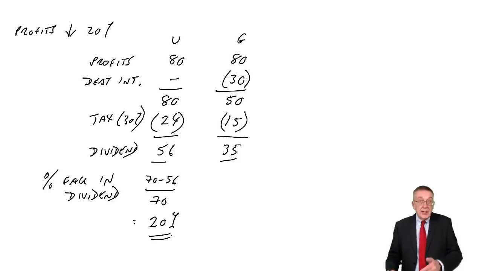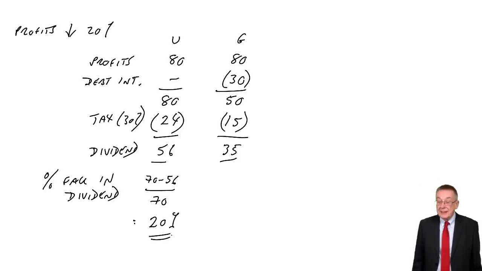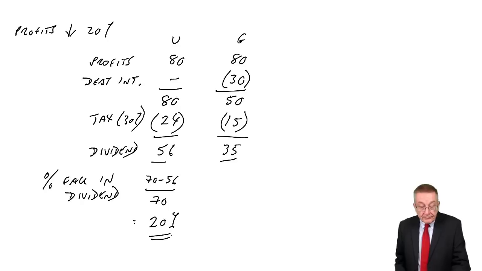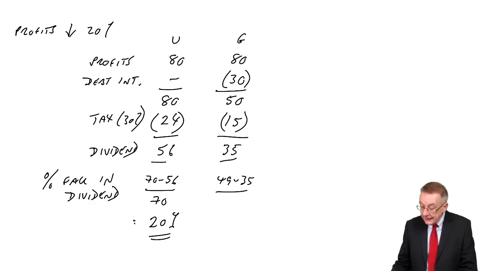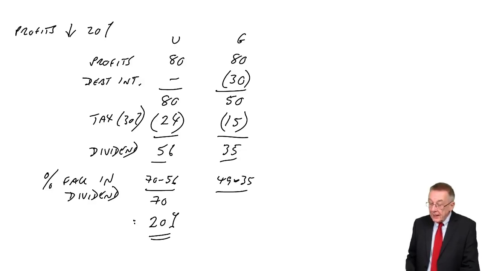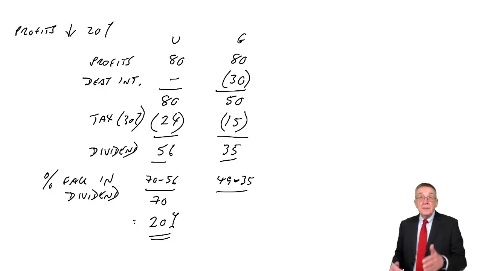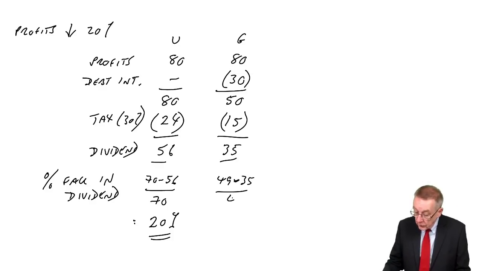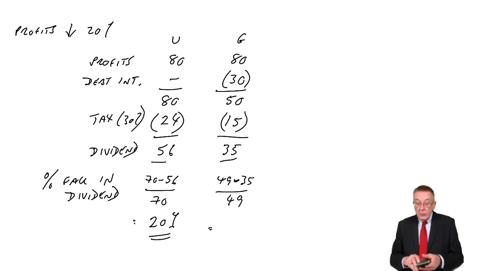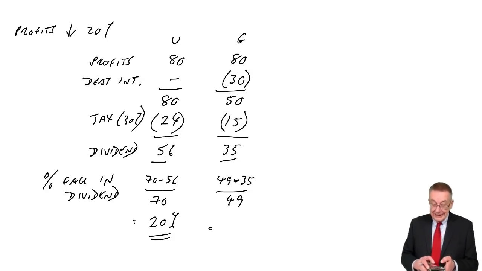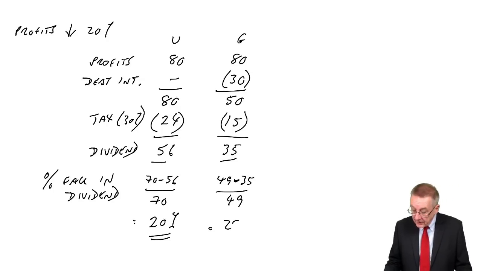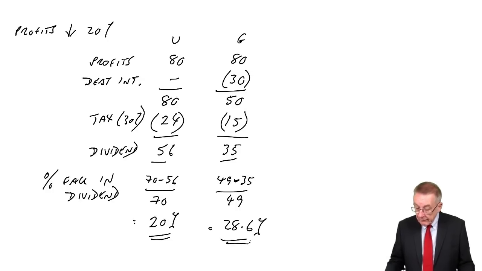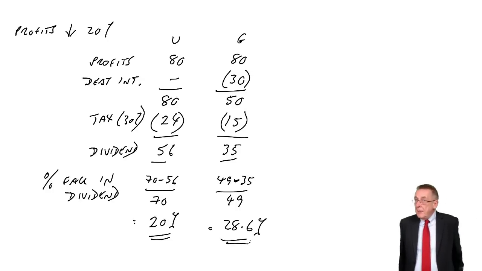Hardly surprising, profits are down 20%, dividends down 20%. But look at G. G was paying 49, it's now fallen to 35, so again it's fallen by 14. In percentage terms, currently 49, it's fallen by 14 on 49, which as a percentage is what? 28.6%.